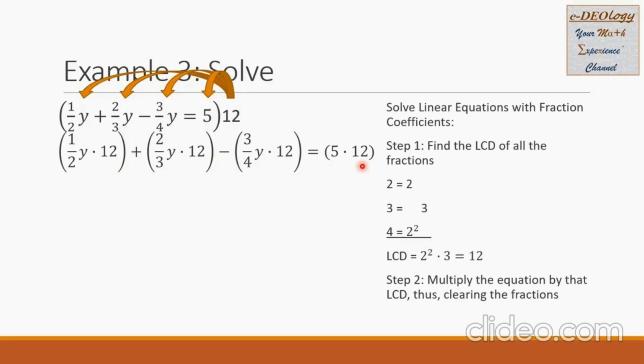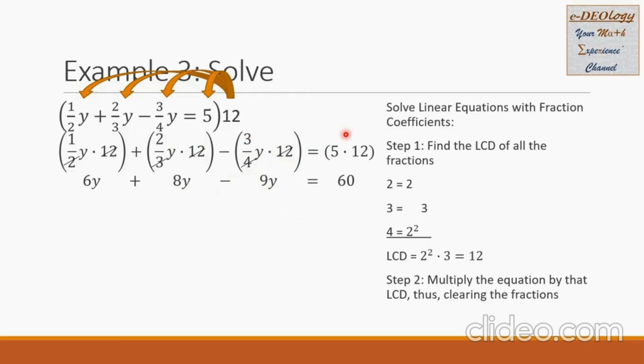Then let us simplify each group. For the first group, we can cancel the 12 and the 2. So we will have 6y. For the second group, we can cancel the 3 and this 12. We will have 4 here, and the number 4 will be multiplied to 2, and that is 8y. And then minus the denominator 4 cancels with the 12. We will have number 3, and then the 3 times 3 will be 9 and the y.